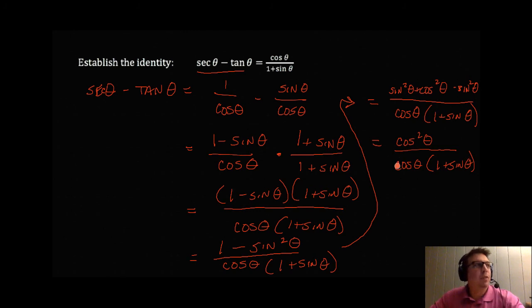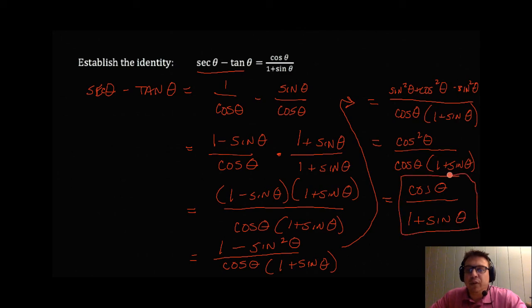Hopefully we're starting to see what's going to happen here. I've got a square term here, and I've got a singular term here. So this is like if I had x squared up here and an x down here. Simplify it. So this would become a cosine theta in the numerator. And my denominator, because this is now gone, I'm left with just the 1 plus sine theta, which is exactly what we are trying to get up here.